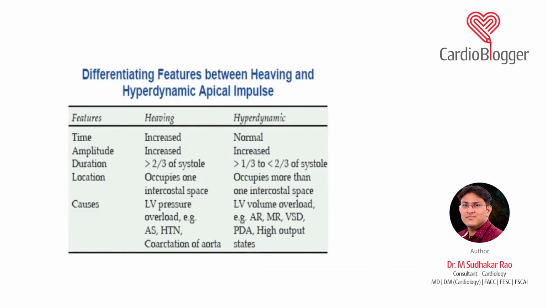Apart from that, even in patients with LV dysfunction, we get a heaving type of apex, which is not localized but diffuse. So if it is increased in time, it is a heaving type of apex. A hyperdynamic apex usually does not increase in time because the LV ejection time remains the same. As compared to the amplitude, a heaving apex has an increased amplitude, and both a heaving and a hyperdynamic apex lift our finger. However, it only relates to the time of the cardiac cycle for which it is lifting your finger. So if it lifts your finger for more than 2/3 of the systole, then it is known as a heaving apex.